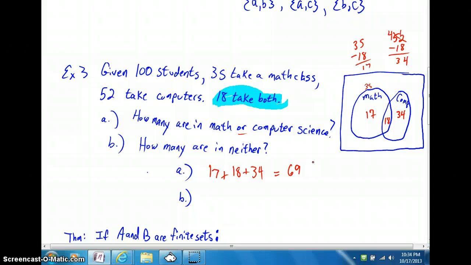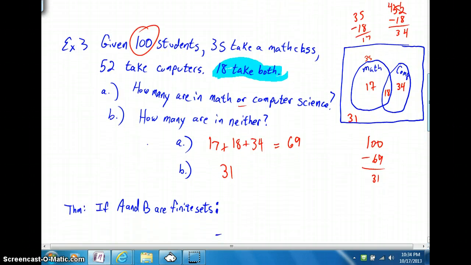For part B, how many are in neither? Well, if there's 69 students in this circle, but there are 100 students total, I'll take 100 minus 69 and very quickly come up with 31. So that means there'd be 31 students outside of these circles who happen to be, in this group of 100 students. They just happen to not be taking math or computers.